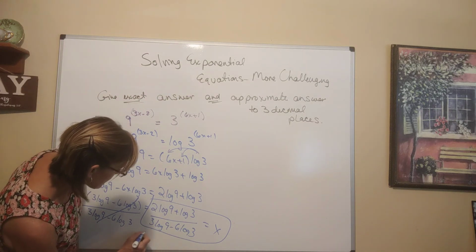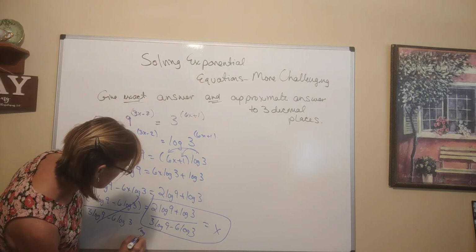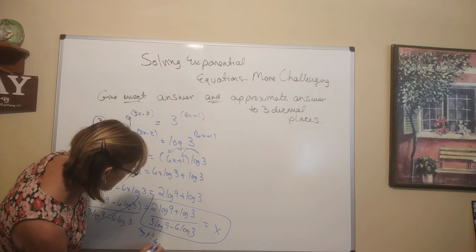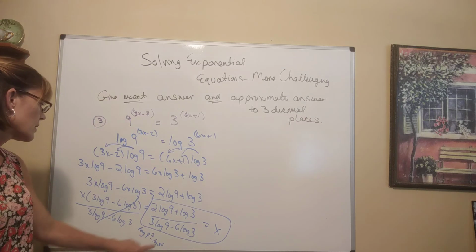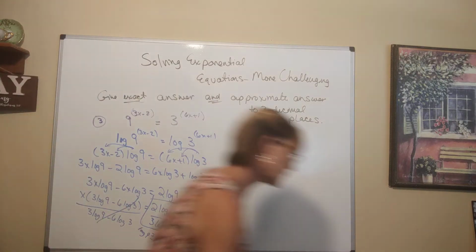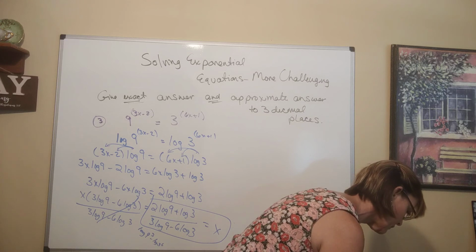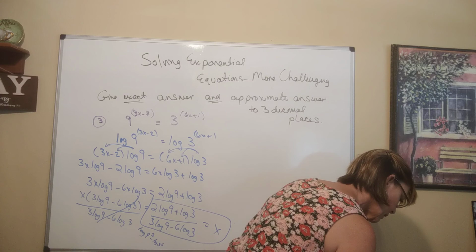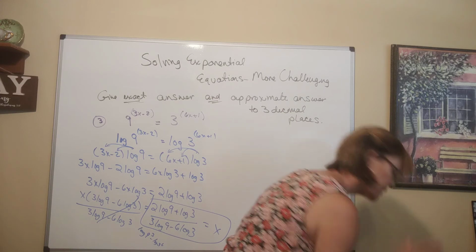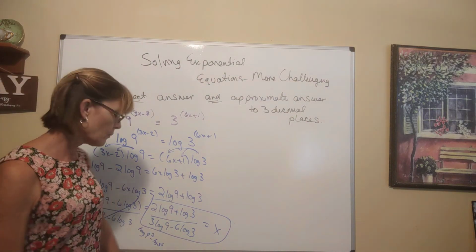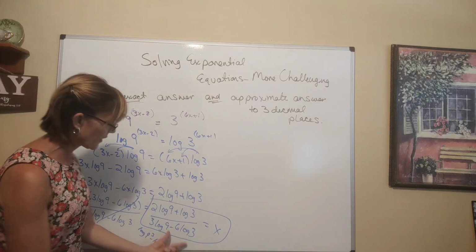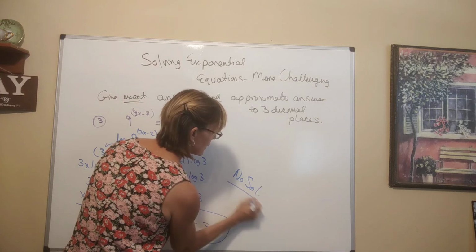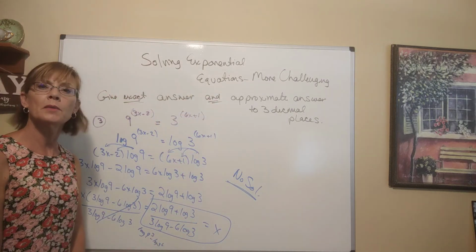3 log 9 minus 6 log 3. This is the same thing as log of 9 cubed minus log of 3 to the 6th. Is 9 to the 3rd and 3 to the 6th the same thing? Wait, 9 raised to the 3 is 729. And 3 raised to the 6th is 729. Wow, I made up a problem where there's no solution because we're dividing by 0. So here, no solution is the answer to that one because we are trying to divide by 0 right there.